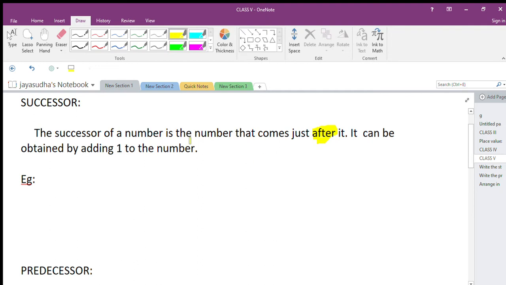How do you get the after number? By adding 1 to the number. Listen, successor means what? The after number, by adding 1 to the number. Are you okay? Now, how do you get the successor of the number?